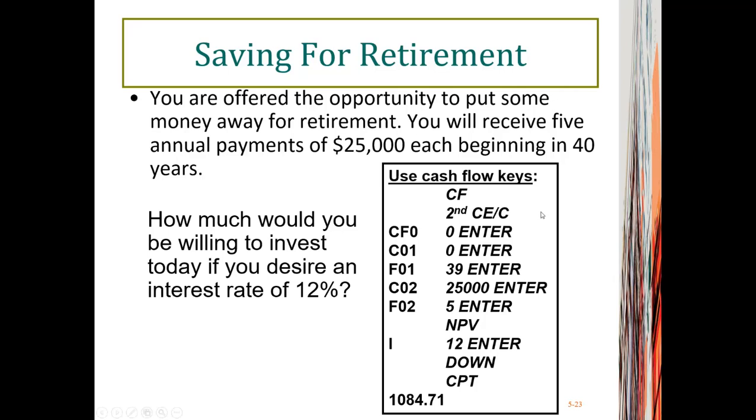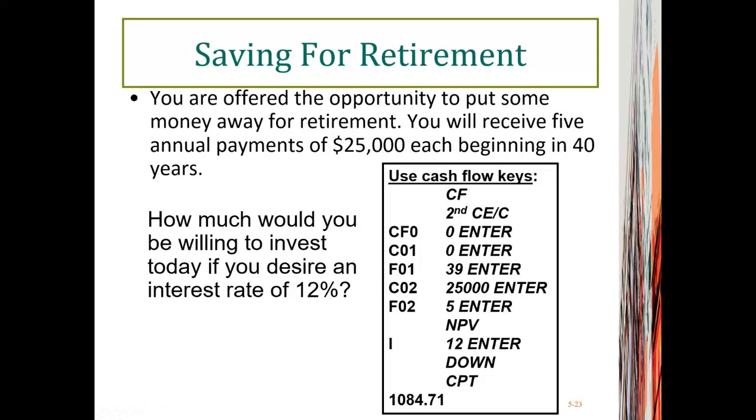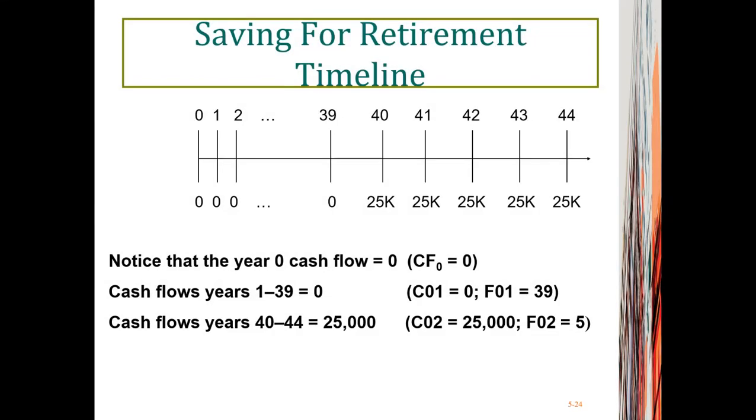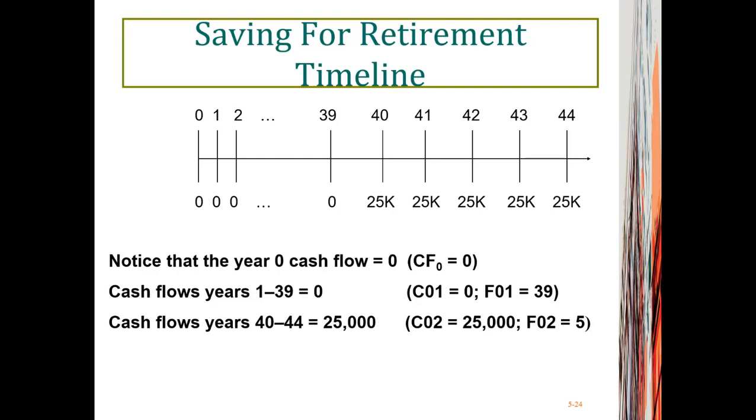And here's how I deal with this problem. The present value equals 25K divided by 1 plus the interest rate of 12% raised to the power of 40, then plus 25K divided by 1.12 raised to the power of 41, and so on and so forth. And you will need to add up the value of 5 different items, right?